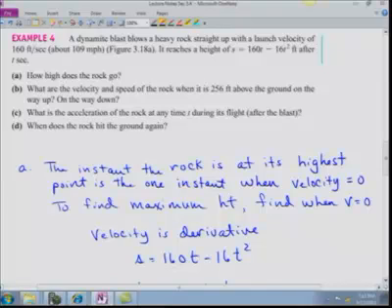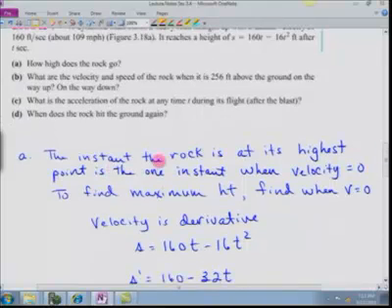Dynamite blast blows a heavy rock straight up with a launch velocity of 160 feet per second, about 109 miles per hour. It reaches a height of s equals 160t minus 16t squared feet after t seconds. And then they ask you 4 questions. So let's see if we can work through this question. I think I've got it already written out on this example, so let's talk about it.